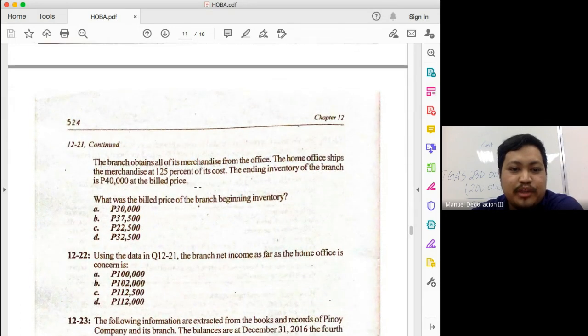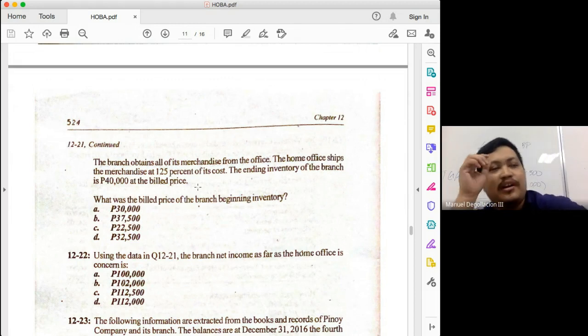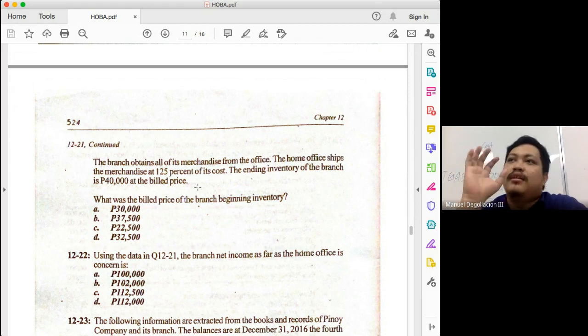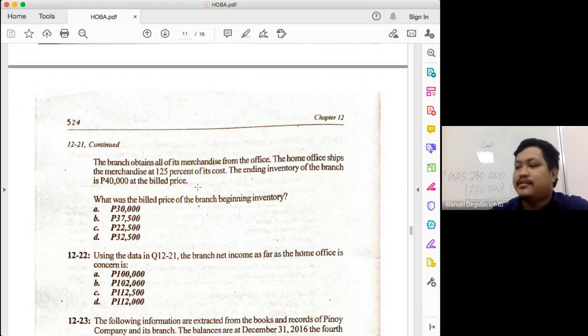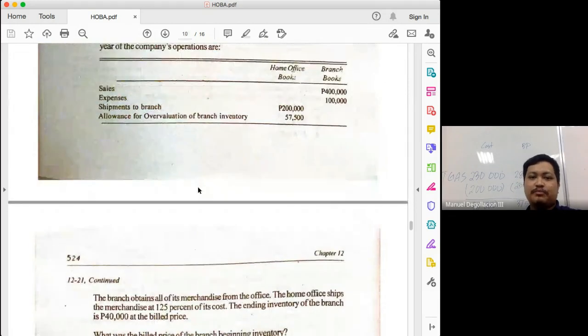Okay, let's have problem 22. The branch net income as far as the home office is concerned. Again, if the question is phrased this way, what does this mean? This is the same as being asked for the true branch profit. And how do we solve for the true branch profit, class? Profit reported by the branch plus the markup on branch cost of goods sold. I will insist that we use that for this solution, class. First solve for the branch profit, because it will force you to practice solving for branch profit.